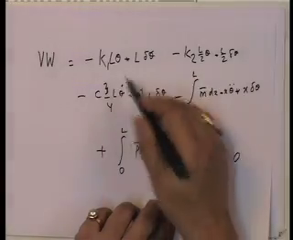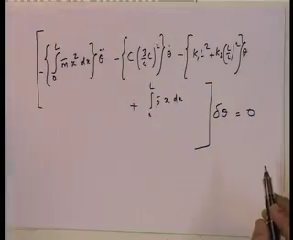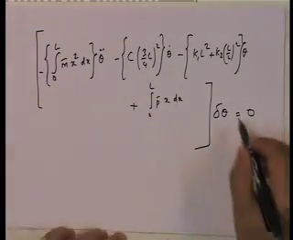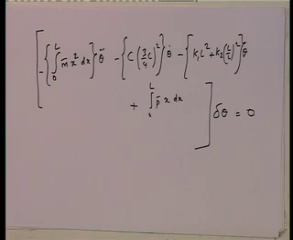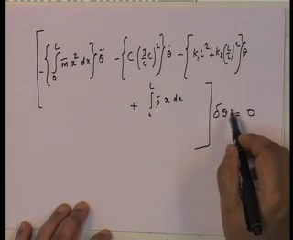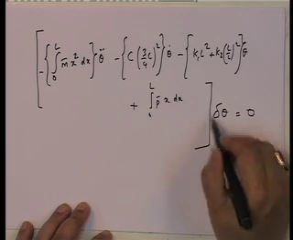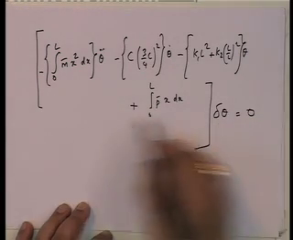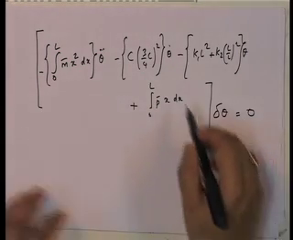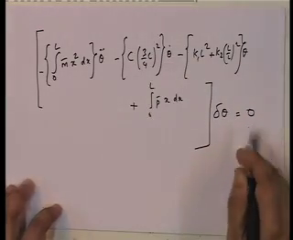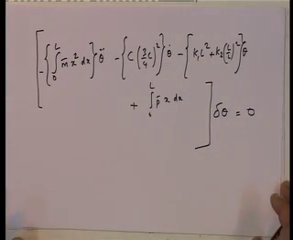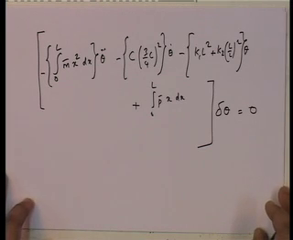Note del theta exists on all of them. So, I am just taking the del theta outside, equal to 0. This is the virtual work equation that I have. Now, the virtual displacement is an arbitrary displacement. Since it is an arbitrary displacement, for this to be equal to 0, it implies that the inside has to be equal to 0. If I put the inside equal to 0, what do I get?